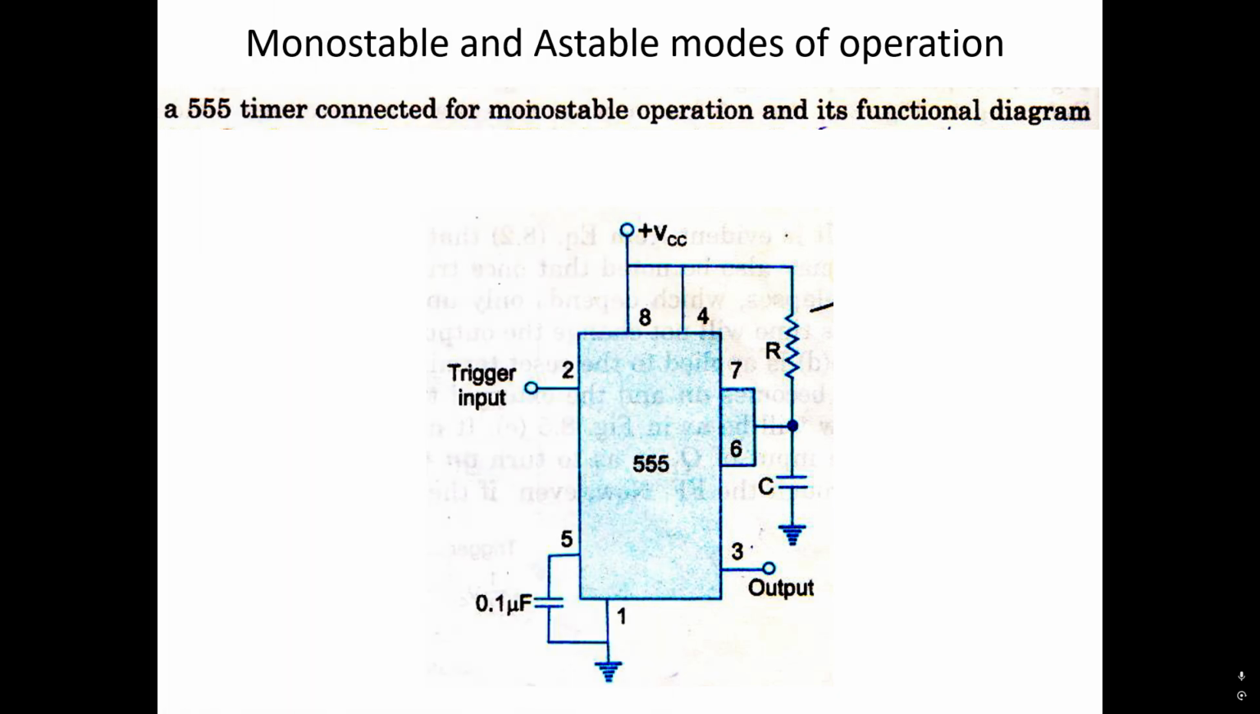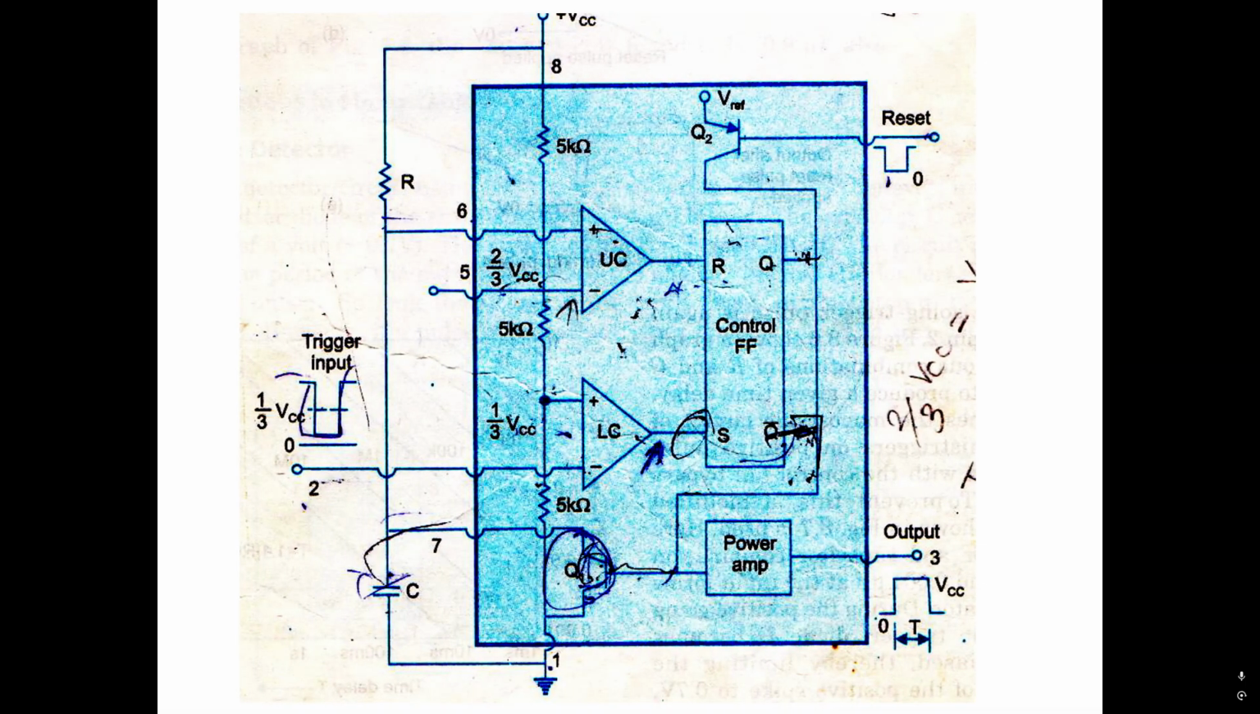Next, the monostable and astable modes of operation of this 555 timer IC circuit. A 555 timer connected for monostable operation and its functional diagram. So this is the connection for monostable operation. Next we have the functional diagram for monostable operation. So this is the functional diagram.